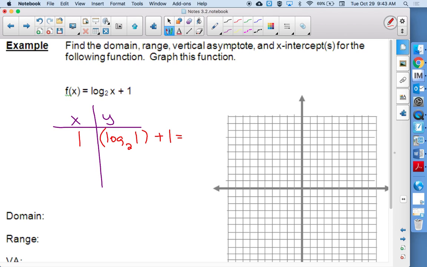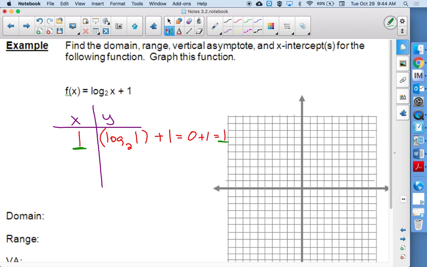So Colin, the log base 2 of 1 is equal to 0. And then I still have to add 1 to it. So this plus 1 is separate. So that's going to be 1. So I have a 1 and a 1.